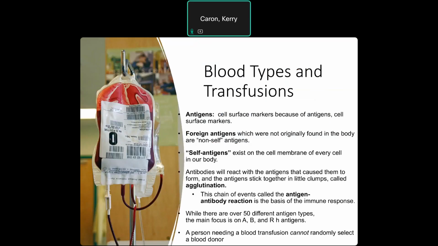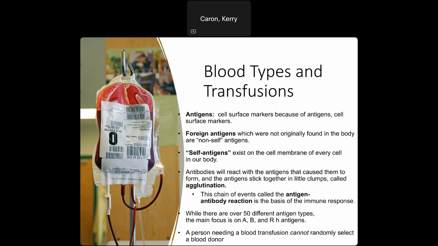Blood cells have cell markers on them. They have markers around the surface of the cell, and those identify what they are. Sometimes we have foreign antigens that are not self. This is not my antigen. These are not from my body. They're foreign antigens. Self antigens are all over every cell membrane. They're little tags or triangles or markers on our cells.